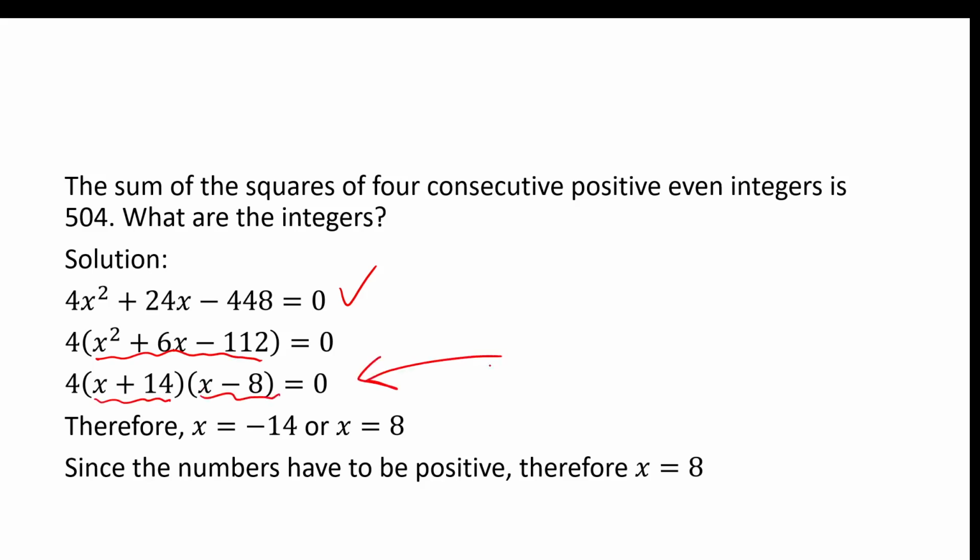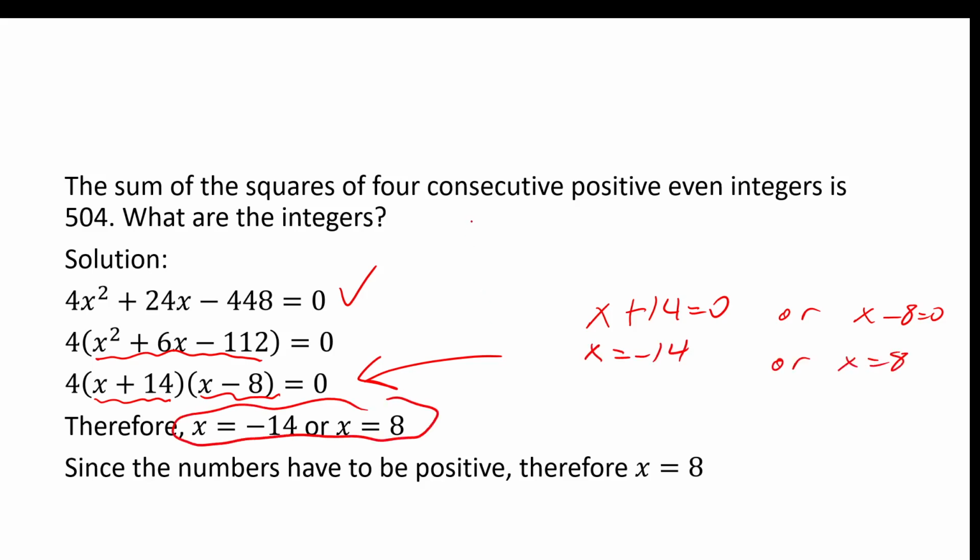So what this means here, this line with the arrow pointing next to it, that means x plus 14 is 0, or it means x minus 8 is 0. Well, that's another way of saying either x is negative 14 or x is positive 8. Okay? And there we go. But remember, we were talking about positive even integers, so that means x is 8. So we have our answer for x.